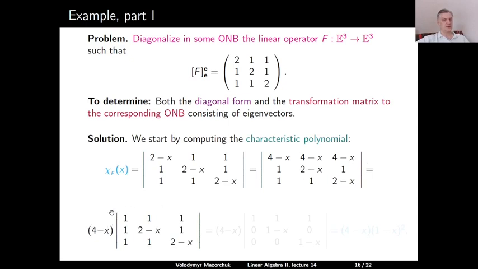So we get 4 minus x times the determinant of the matrix 1, 1, 1, 1, 2 minus x, 1, 1, 1, 2 minus x. Now we can take our first row and subtract it from rows 2 and 3. Again, this doesn't change the determinant. We have the factor 4 minus x. The first row is 1, 1, 1. The second row becomes 0, 1 minus x, 0. And the third row is 0, 0, 1 minus x. Now this is an upper triangular matrix, so the determinant is just the product of the diagonal elements. So the characteristic polynomial of F is equal to 4 minus x times 1 minus x squared.